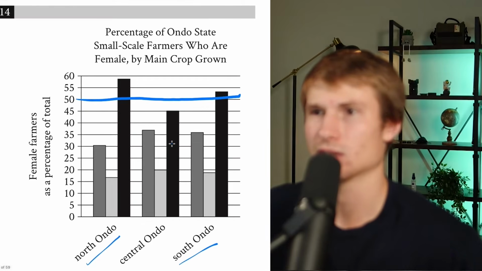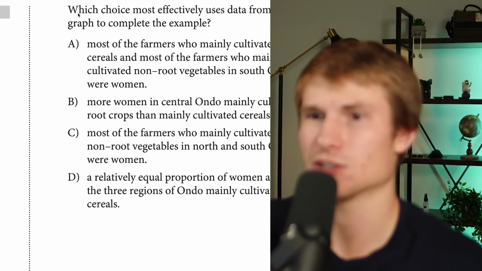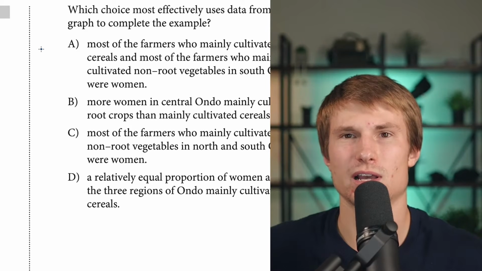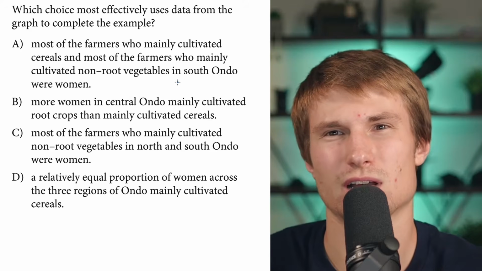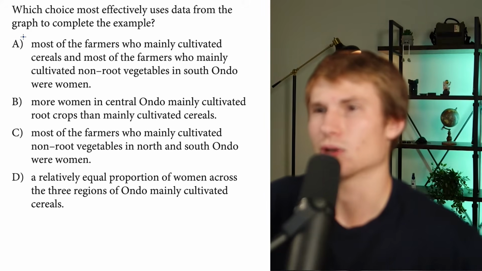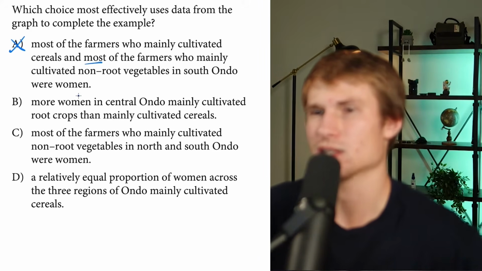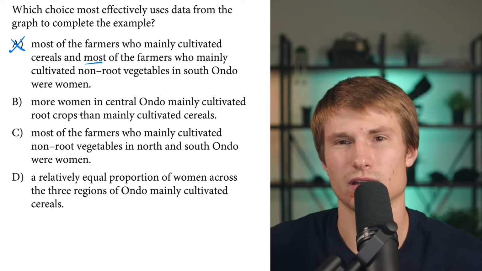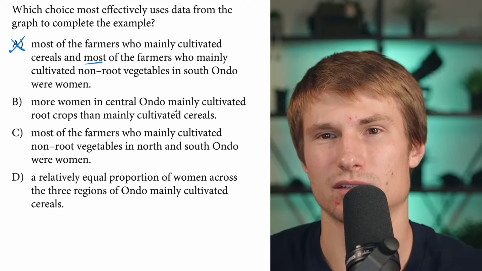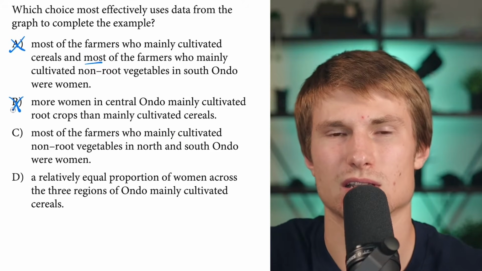Okay, so let's go ahead and take a look at our answer choices. So non-root vegetables in North and South Ondo are what we are looking for. We've got option A, most of the farmers who mainly cultivated cereals, and most farmers who mainly cultivated non-root vegetables in South Ondo were women. Okay, most would mean majority. We see it's not the case. If we look at B, more women in Central Ondo mainly cultivated root crops than mainly cultivated cereals. Once again, it's not what we're looking for.